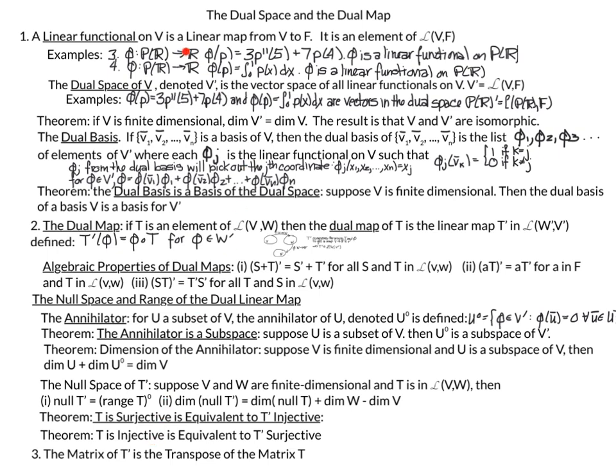So we're ready to go back and take a closer look at everything, and we'll start with the linear functional. A linear functional on a vector space V is a linear map from the vector space V to a scalar field F. In other words, a linear functional is in the set of linear maps from V to F. It is linear and it is a function, and therefore it's a linear functional.